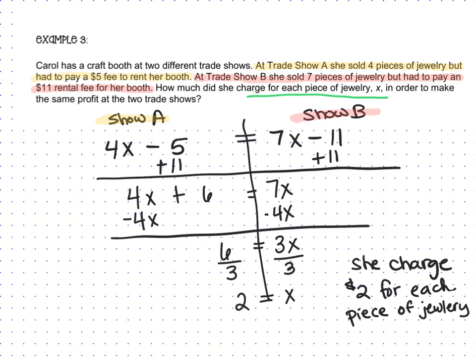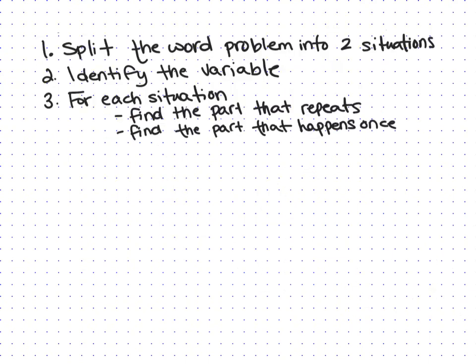There we go. Okay, so let's just remind ourselves of the steps that we're going to take for solving these problems. So just to review, you're going to split the word problem into two situations. You're going to identify that variable, and then for each situation, you're going to find the part that repeats and find the part that happens once.